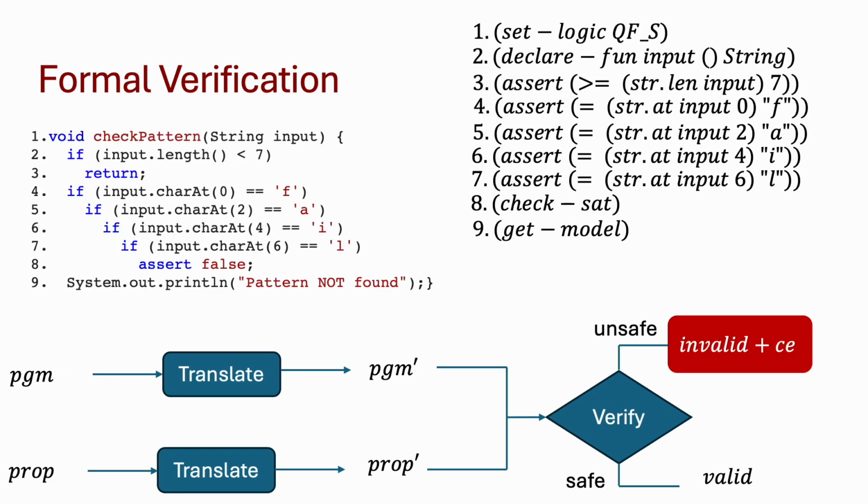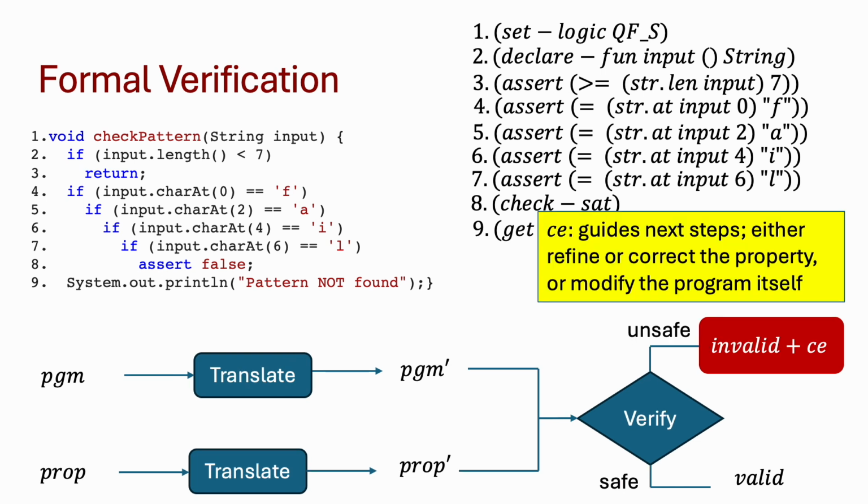So for example, here you can see on the left, this is a program that tries to check a pattern within a string. Basically, it tries to see if that input string has the word fail on the even indices where it starts with the index 0. And on the right, you can see some translation of a particular control flow that can reach the assertion failure on line 8. This sort of translation is what we pass into the SMT solvers that would then tell us whether it's safe or unsafe, and if it's unsafe, it would give us this counterexample.